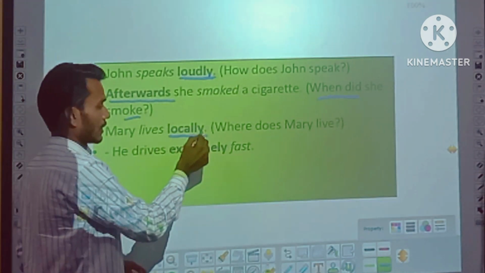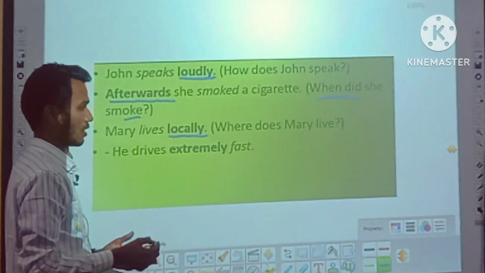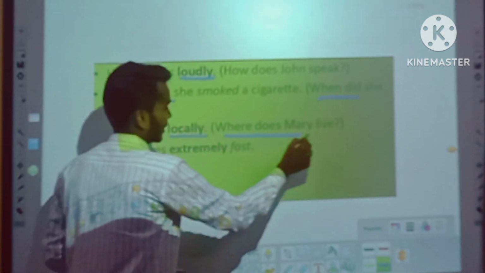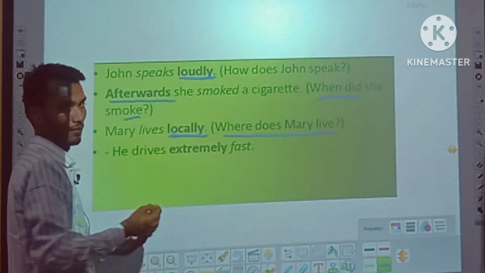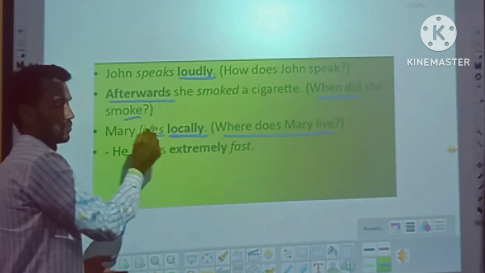Mary lives locally. Here locally is the adverb. Where does Mary live? She lives locally. Here locally is the adverb which modifies the verb lives.